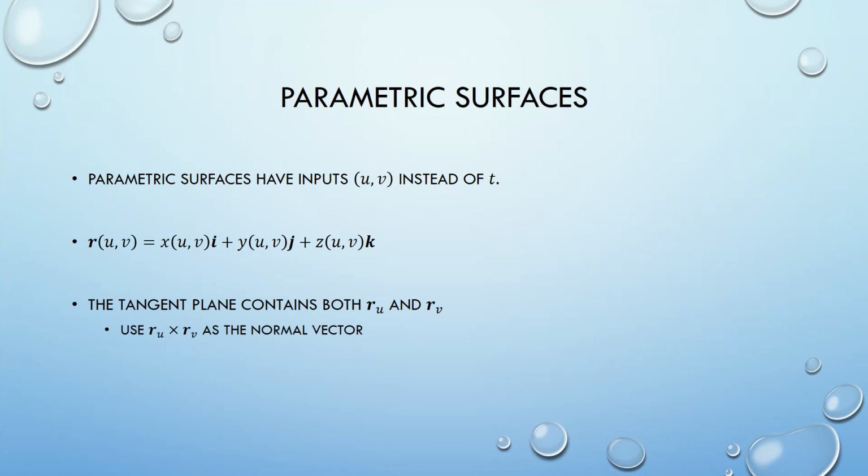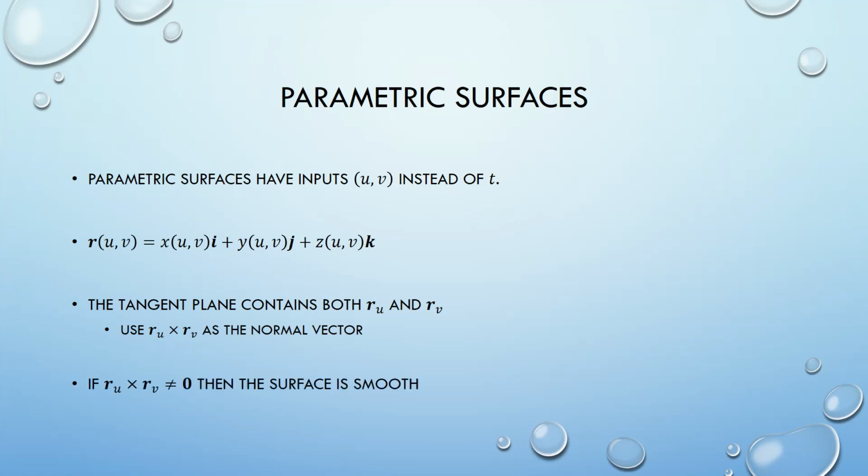Now, to calculate out the tangent plane, it has to contain both the partial of r with respect to u and the partial of r with respect to v. So remember, that's going to be partial of x with respect to u times i, partial of y with respect to u times j, and so on and so forth for both of those. So it has to contain both of those, so you can just use that as the normal vector to calculate out your tangent plane. I'm not going to review over how to do that again. You should remember that back from the beginning of class.